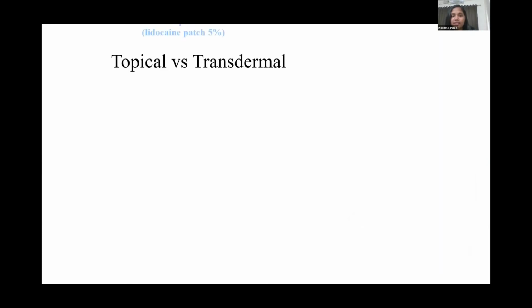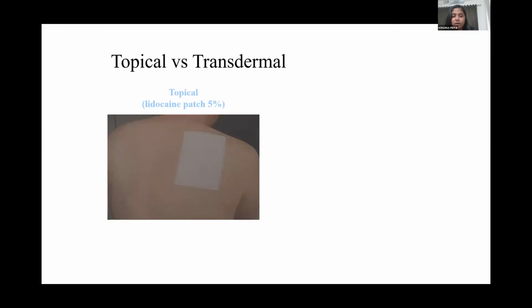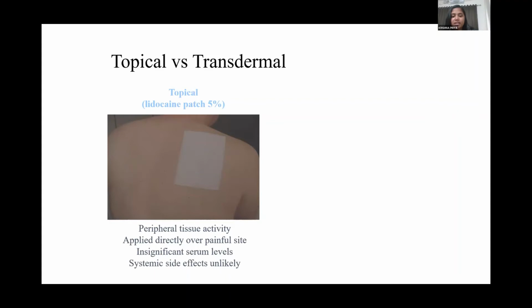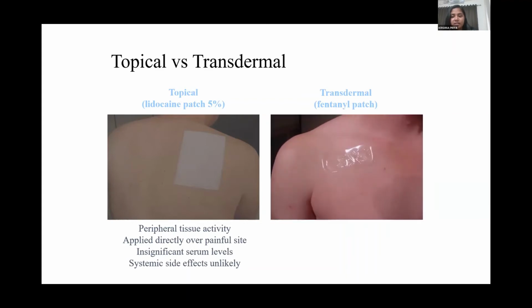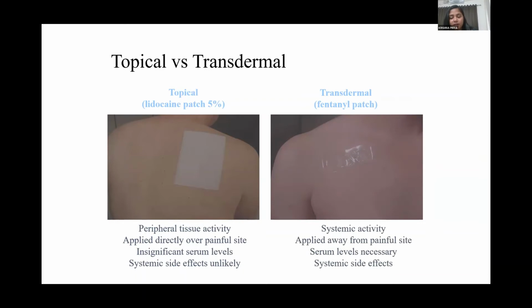So topical versus transdermal. In topical, we use a 5% patch. So there is peripheral tissue activity, applied directly on the painful site, insignificant serum levels, and systemic side effects are unlikely. Another one is transdermal, that is fentanyl patches that we apply. That is, systemic activity is there and it is applied away from the painful site, serum levels are necessary and systemic side effects are there.